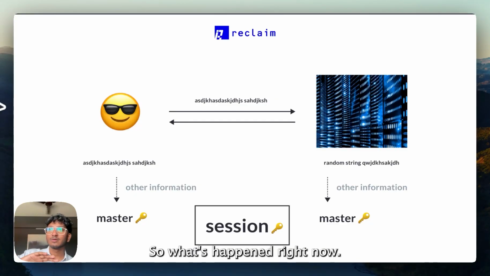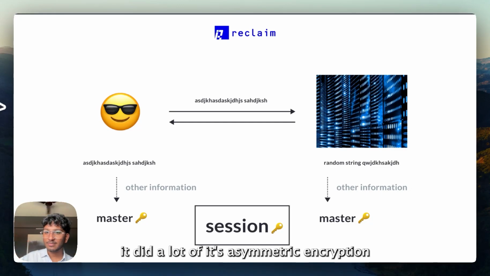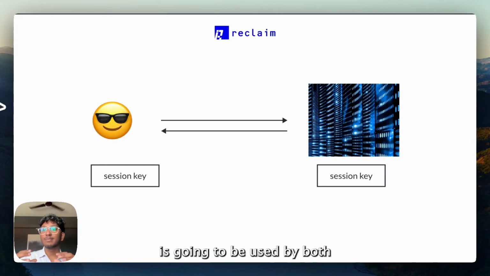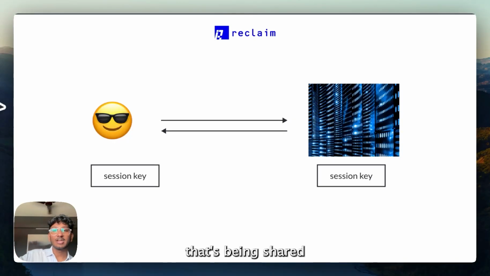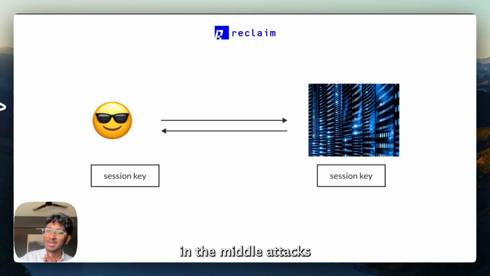So what has happened right now? First you said a hello to the server. The server said its hello back. It sent its certificates over to the user as well. The user validated all of it. And from that, it did a lot of asymmetric encryption and generated a session key, which is now going to be used by both the user and the server to communicate with each other. So every single piece of data that's being shared is going to be encrypted. There's not going to be any sort of man in the middle attacks or phishing attacks, since all of the data that you're going to see is gibberish.